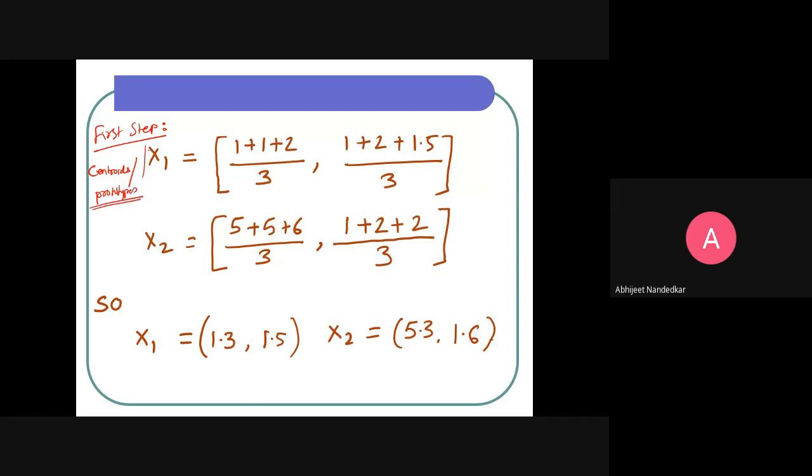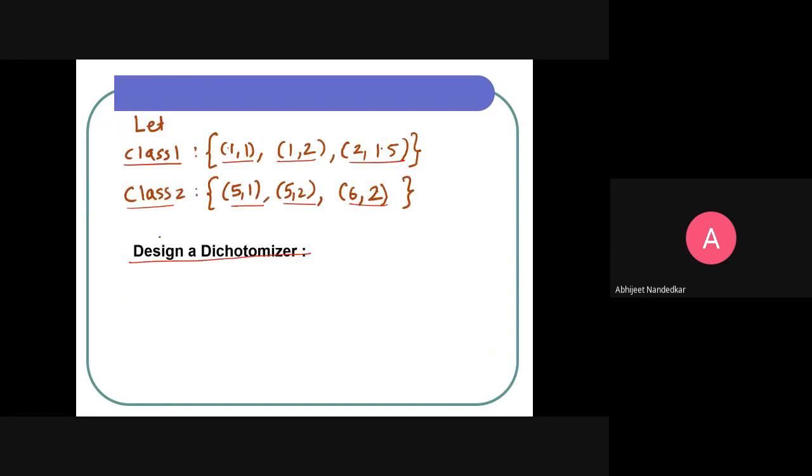Now let us calculate, suppose x1. So how is it calculated? X1 is equal to, you take all the samples which belong to class 1. Suppose I write here x1, then you take the first dimension of each sample. So 1 plus 1 plus 2 divided by how many samples? 3. And then 1 plus 2 plus 1.5 divided by again 3.